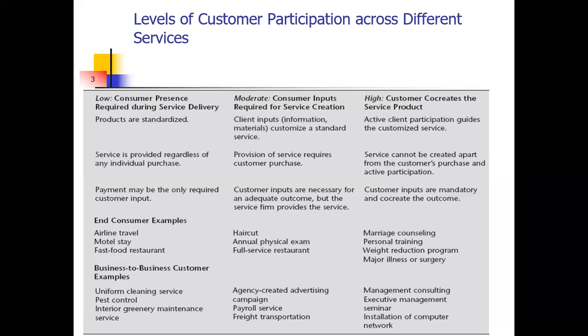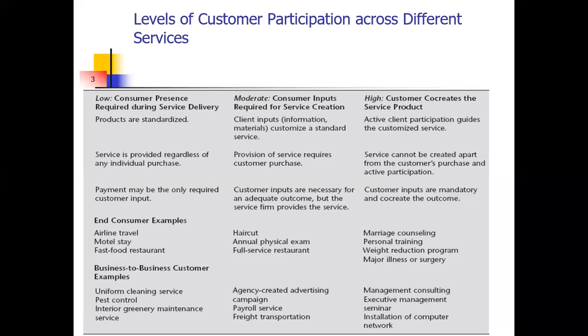When your product is standardized, where the service is provided regardless of any individual purchase, whoever is going to purchase, it will remain the same. That is the standardized product. Payment may be the only required customer input. So how can the service be delivered to you? Your only requirement is to make the payment.